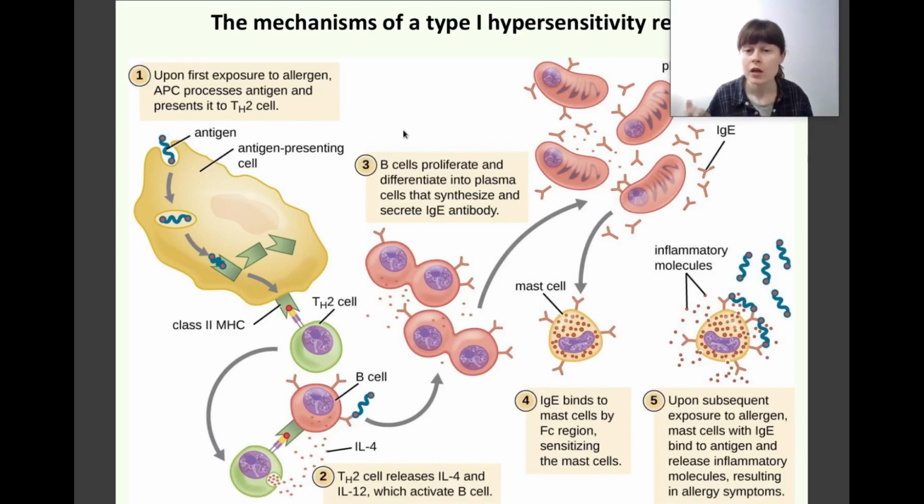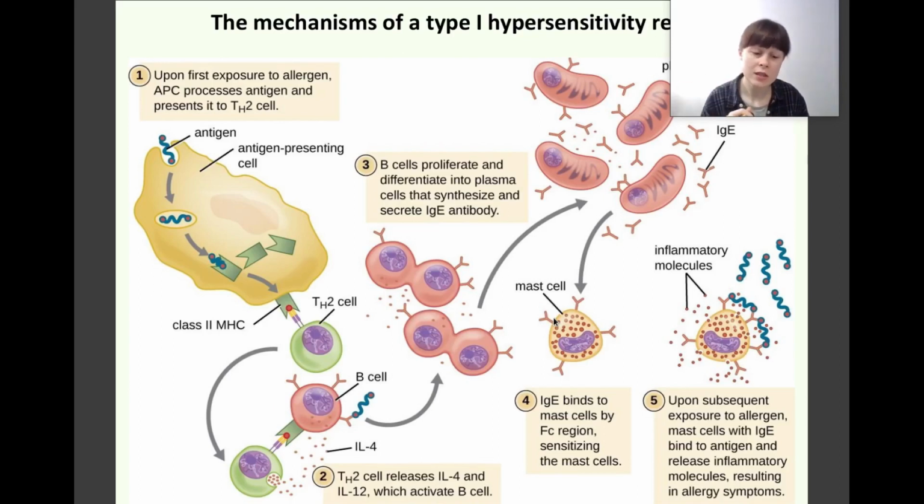Immunoglobulin E can bind to mast cells by the Fc region, and these mast cells become sensitized mast cells. Activation of these mast cells also leads to their degranulation, like we talked about before, and this degranulation releases inflammatory molecules that can result in allergy symptoms and anaphylactic symptoms.